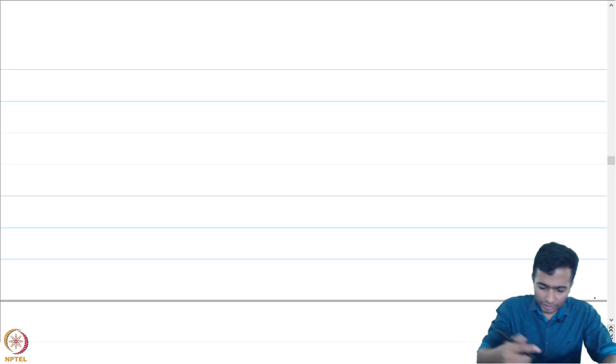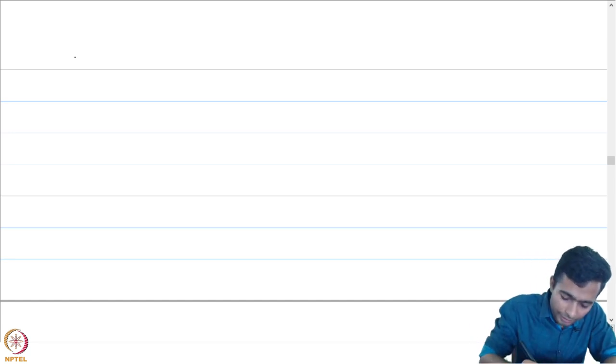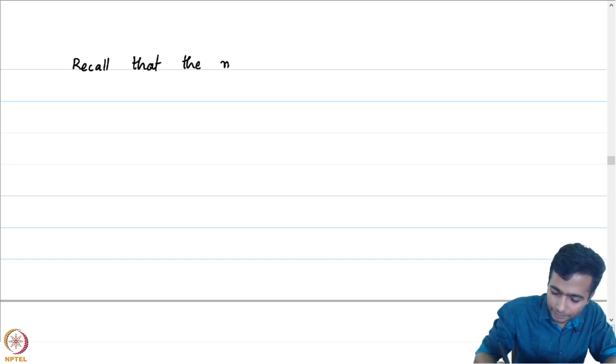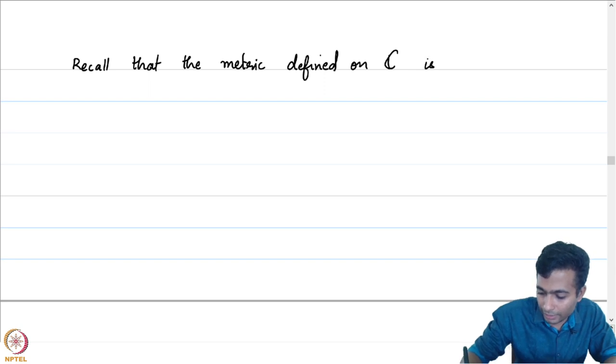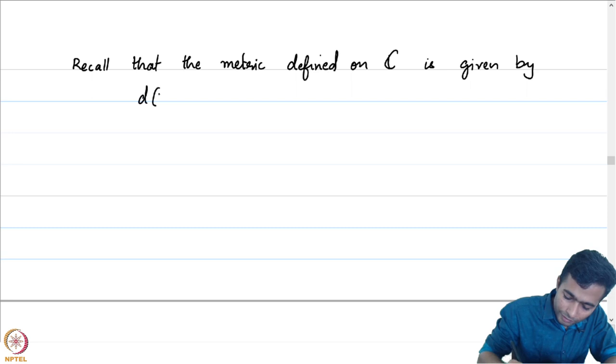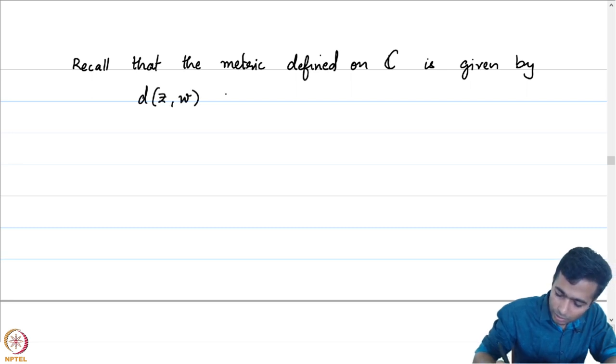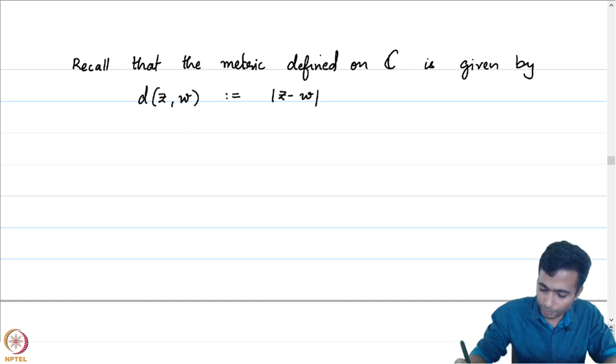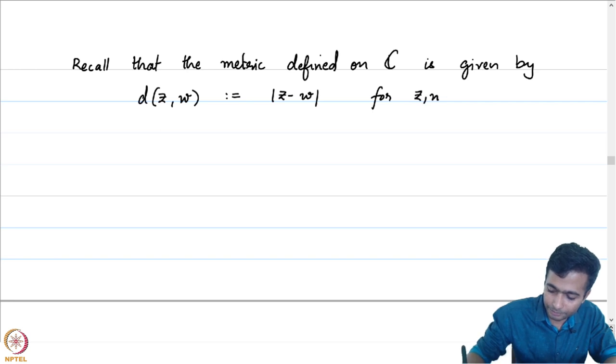Let's start by recalling the metric that we defined. Recall that the metric defined on C is given by d(z, w), which is defined to be the absolute value of z minus w, for z and w in C.